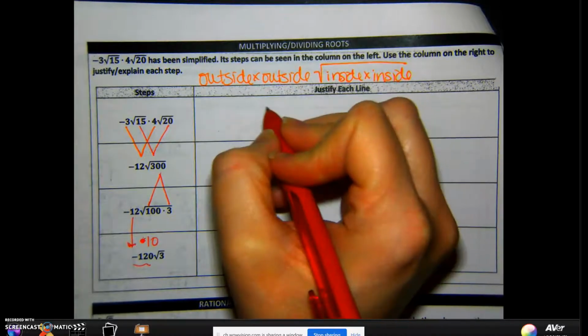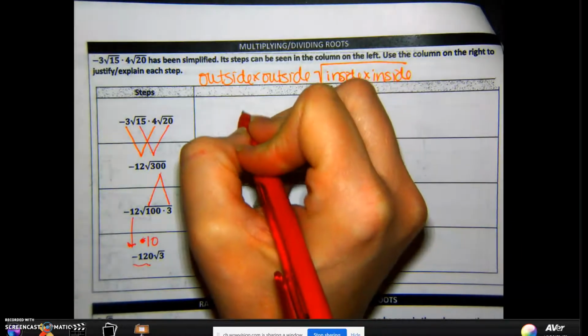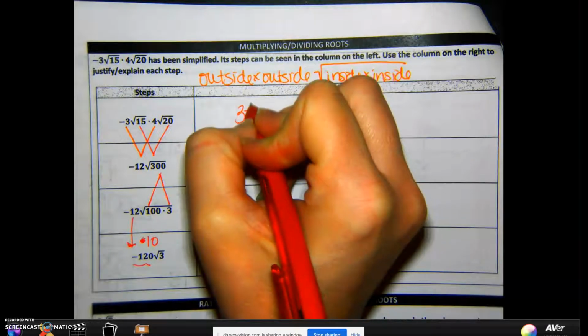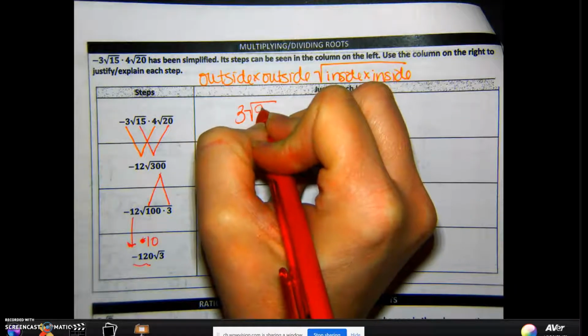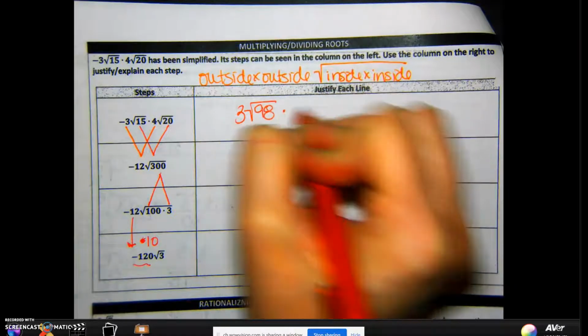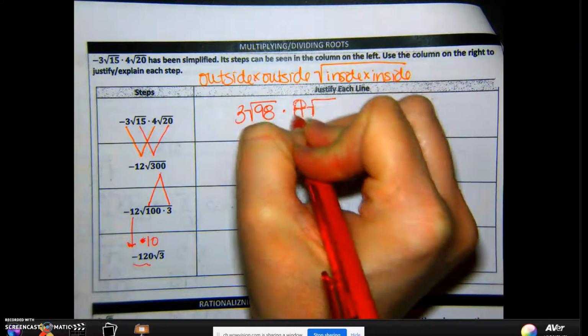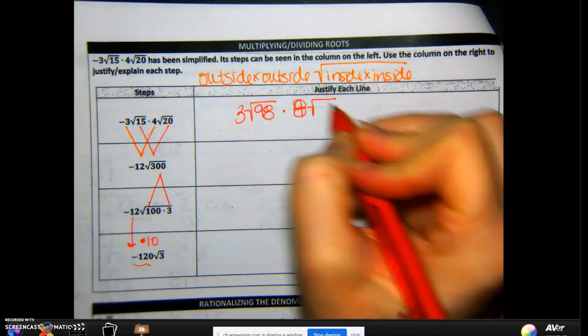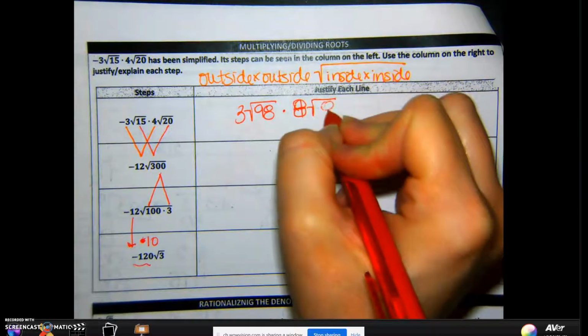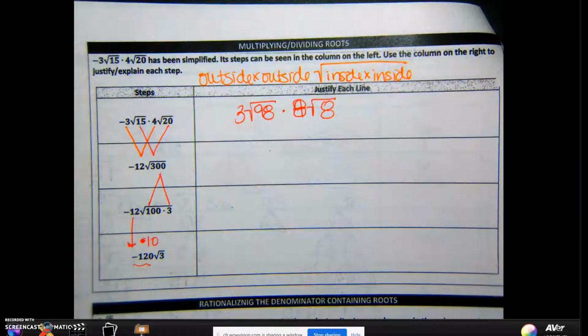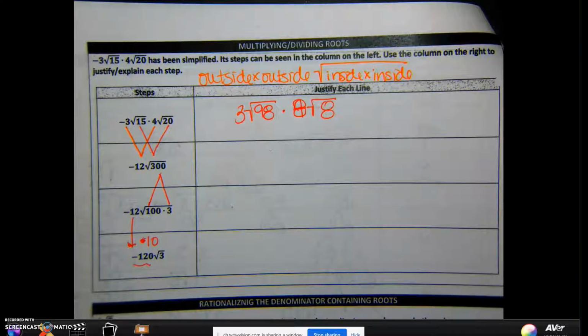Okay, so let's try this one. 3 square roots of 98 times 4 square roots. Nope, let's do times 8 square roots of 8. Okay, I want for you to try this yourself first. Those are big numbers. So will it take you a little bit longer? How are you supposed to do it?